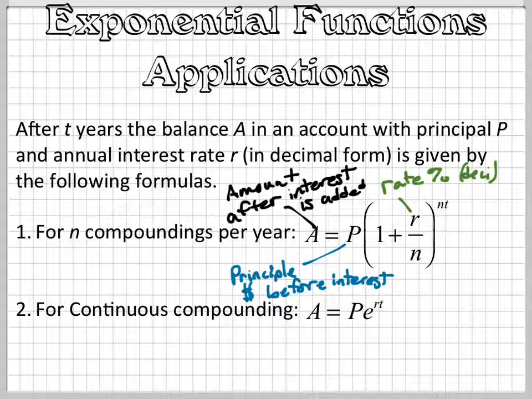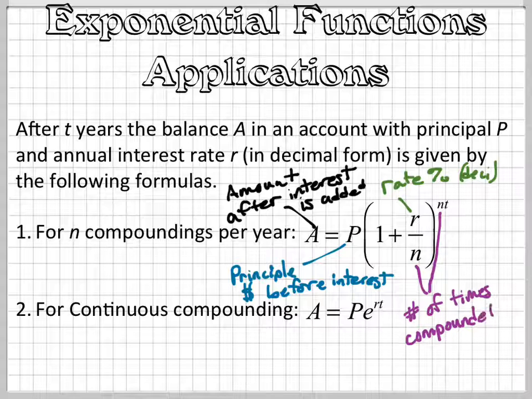Okay, and then N, which is written twice right here. We need the N twice. This is the number of times your dollar amount, your principal, is compounded. Now, when your principal is compounded, that is when the interest is added to it. So how many times a year the interest gets added to it. And then the last variable right here, the T, is the number of years.